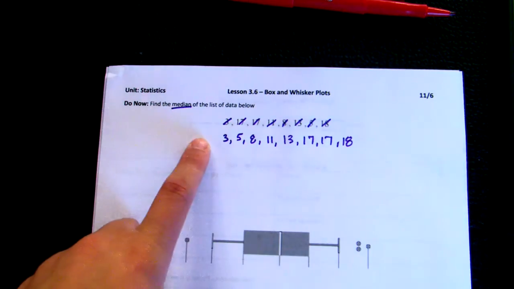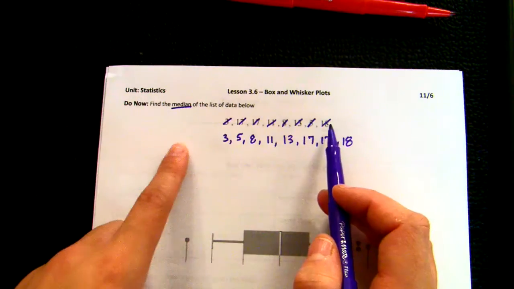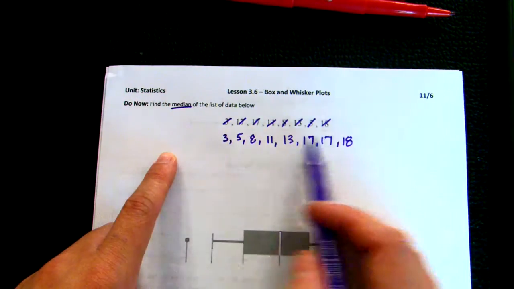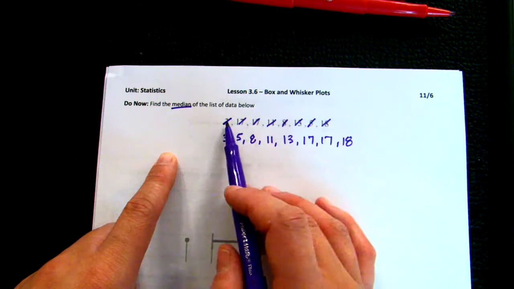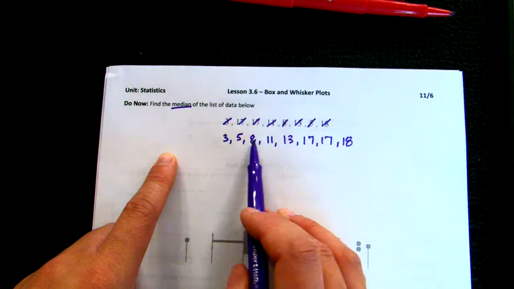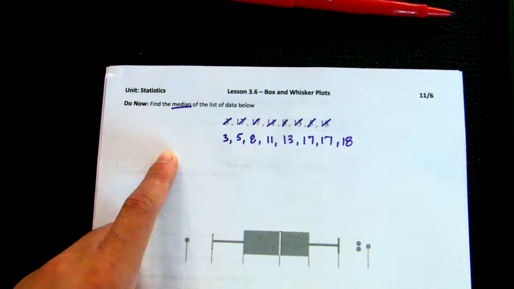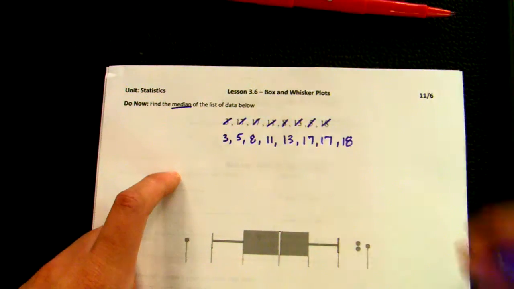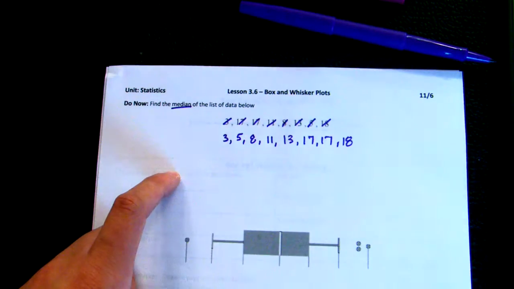Now, just to double check that I've gotten all my numbers, I always count the original and make sure I have the same number in the original data set as I do in the lower data set. So I say 1, 2, 3, 4, 5, 6, 7, 8. I have 8 in each, so I most likely listed them in order. Then I cross off 1 from each side till I find the one in the middle.